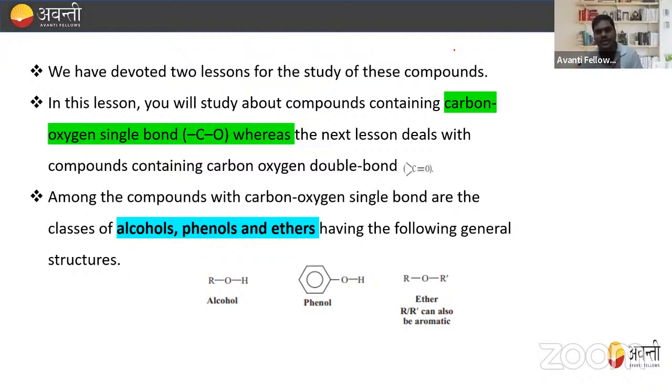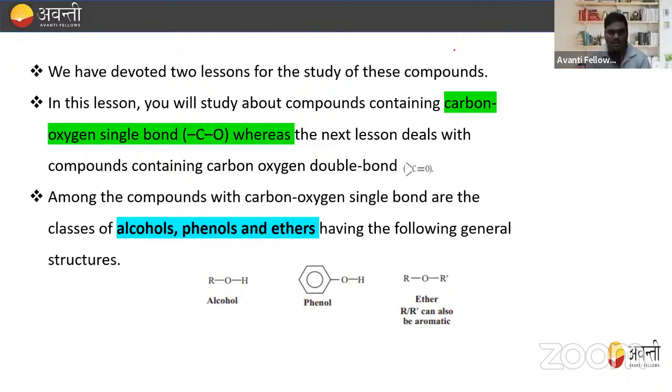Among the compounds with a carbon-oxygen single bond are the classes of alcohol, phenol, and ether, having the following general structures. For alcohol, we have the formula ROH. Similarly, for phenol, we have benzene with an OH group. And for ether, we have R-O-R'. R and R' can also be aromatic. R represents the alkyl group, and R' also represents an alkyl group, but it can be anything, right? You can use CH3 or C2H5 or even an aromatic compound as well. So it may be different.